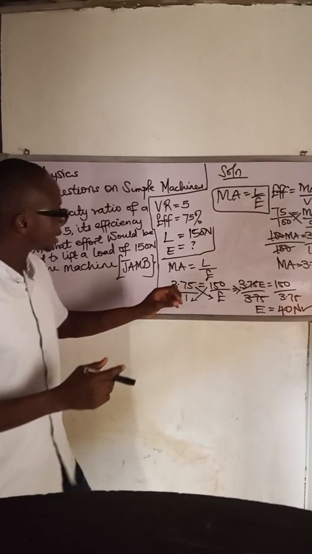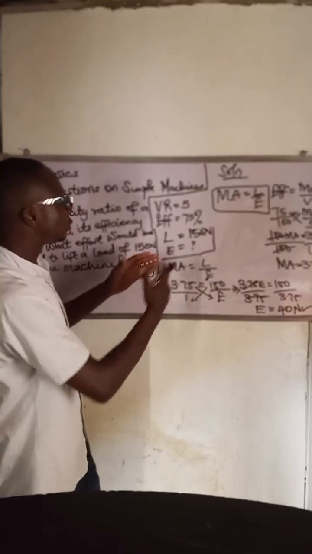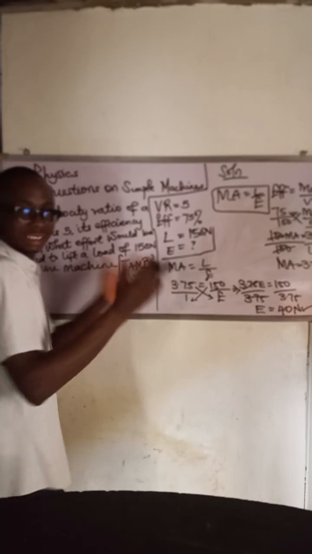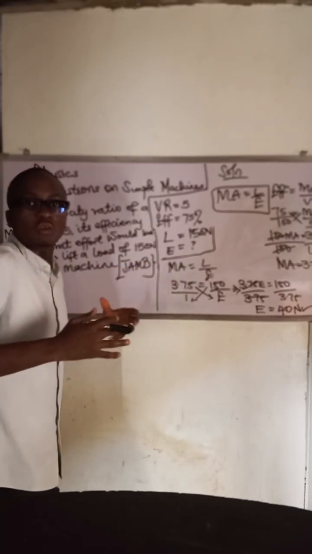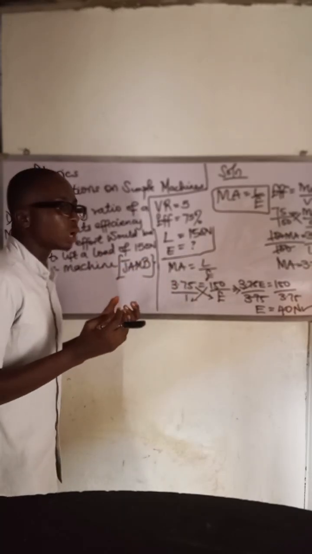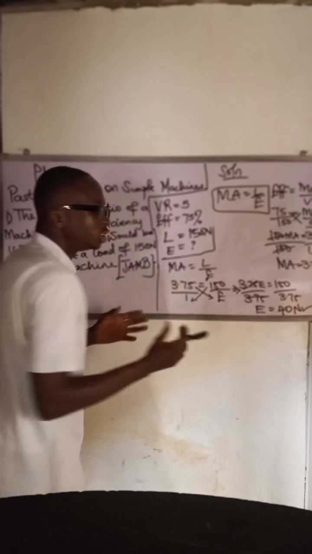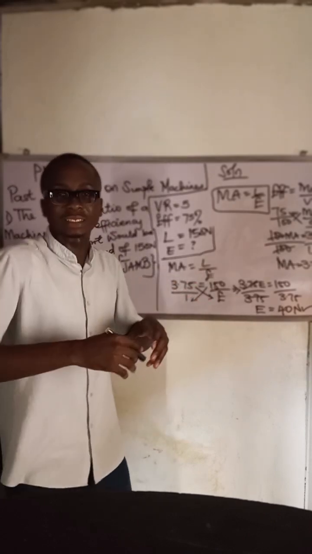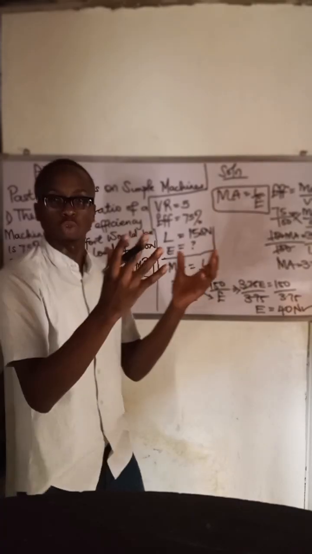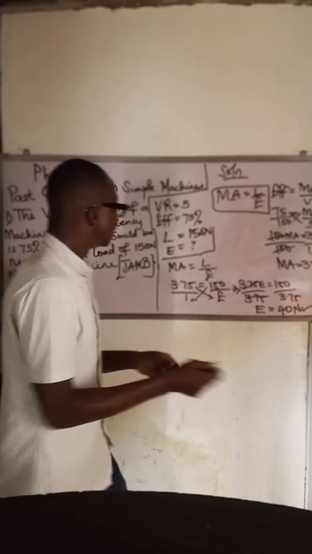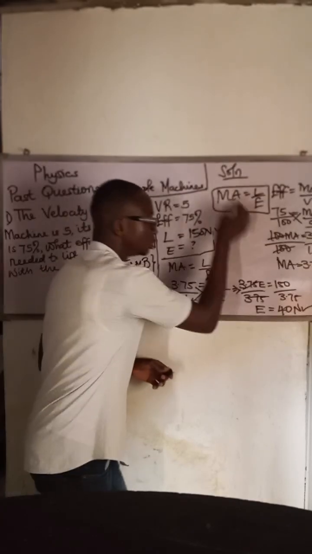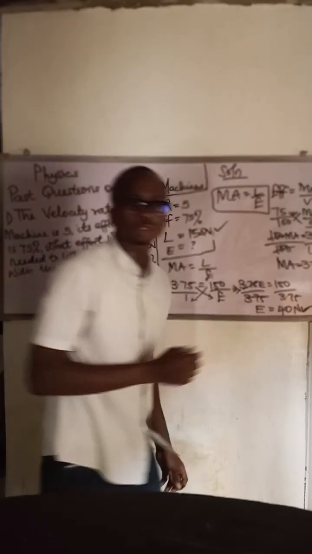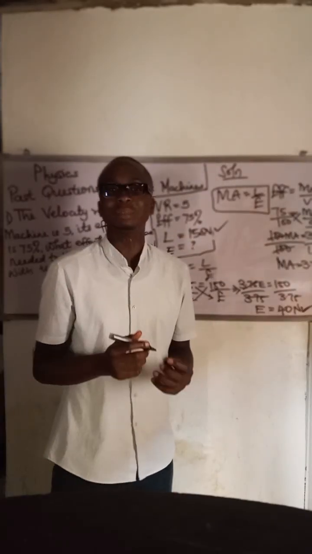So can you see now that a machine can enable a load of 150 Newton to be overcome by a little force of 40 Newton to be applied on it. Because we say that a machine is a device which enables a bigger load to be overcome by little effort. The load is bigger here, 150 Newton, and it is overcome by a smaller force of 40 Newton. That shows that it is a machine.